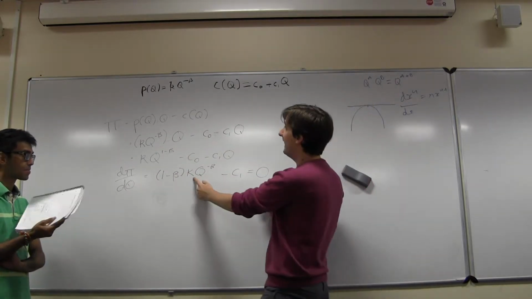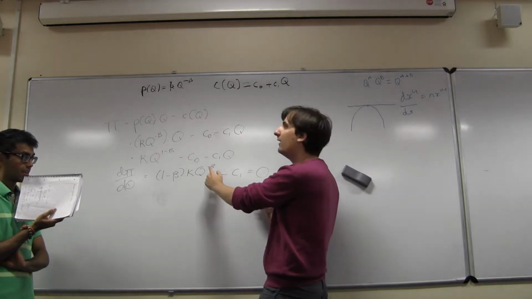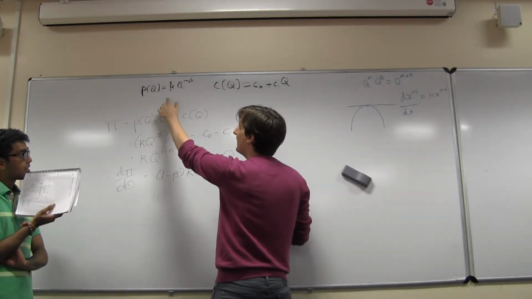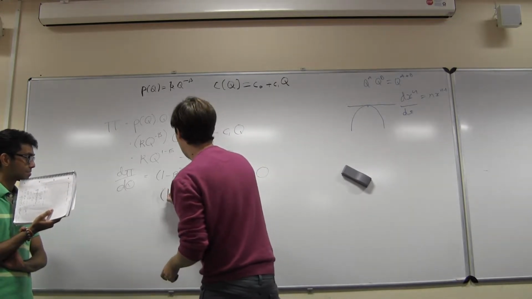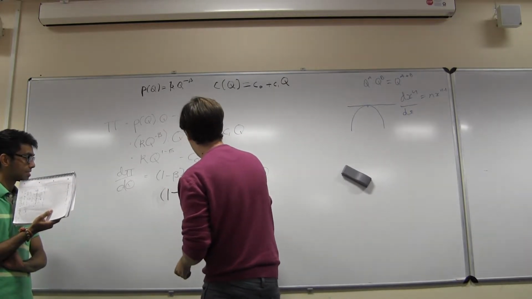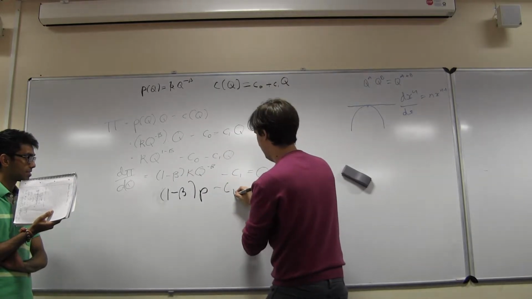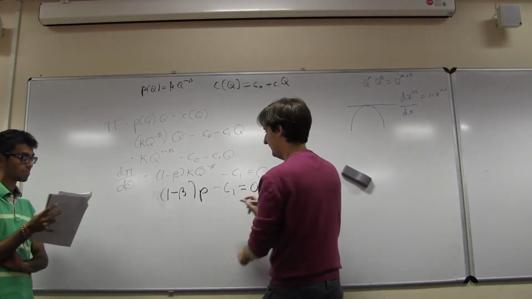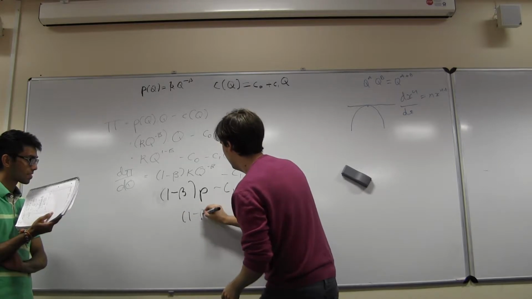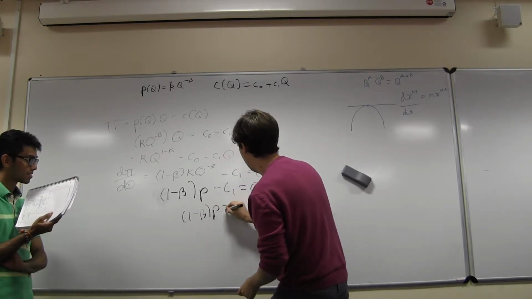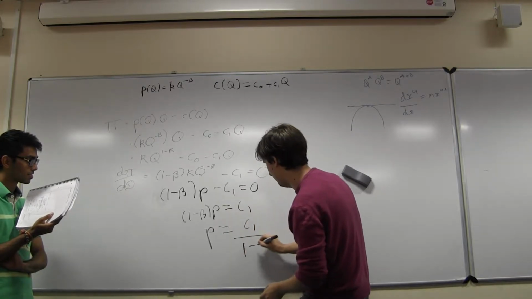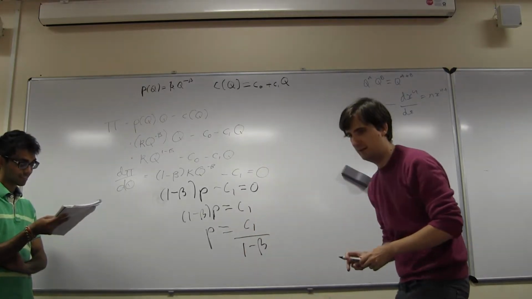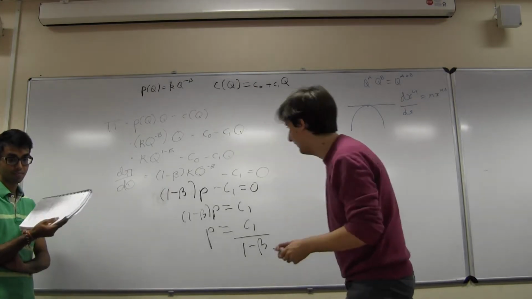So what we've got here is K times Q to the minus beta, and look at price. Price is K times Q to the minus beta. So this is just 1 minus beta times the price minus C1 equals 0. Okay, so add C1 to both sides. So 1 minus beta times the price is equal to C1. So the price is equal to C1 over 1 minus beta. Is that the right answer? Yeah.